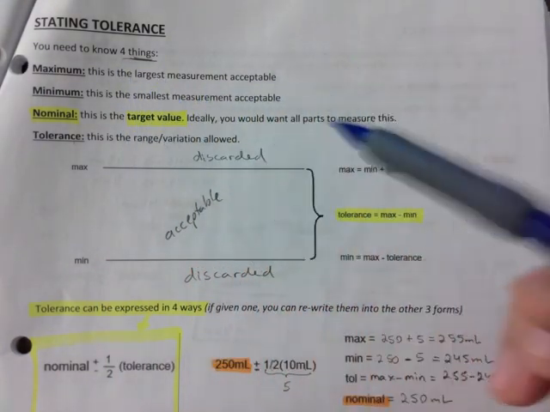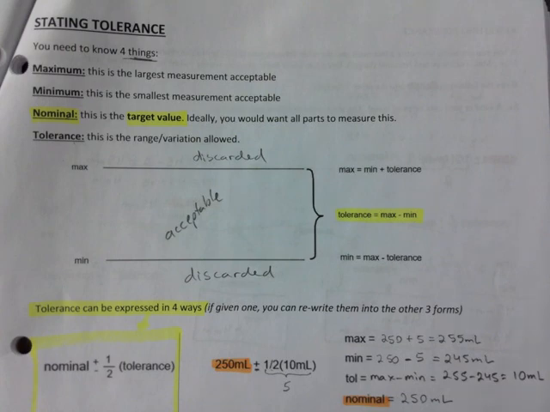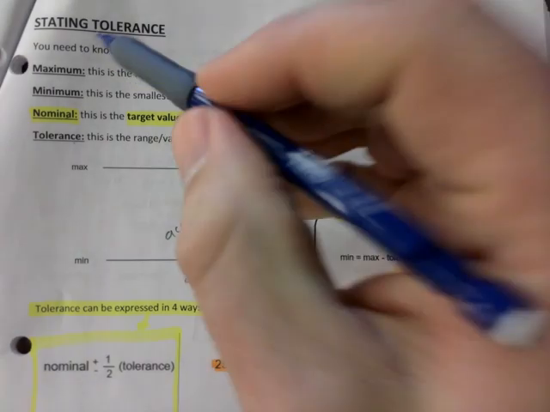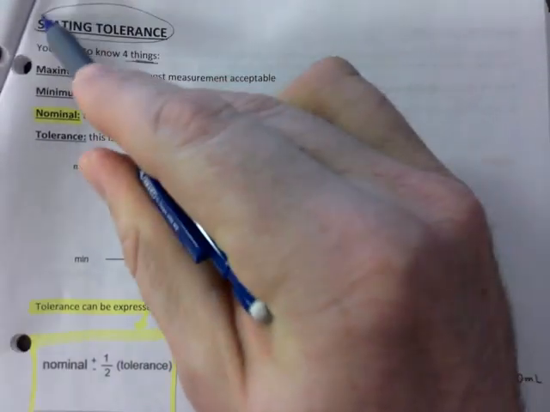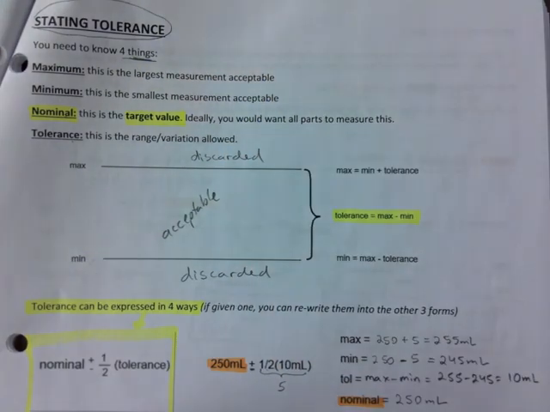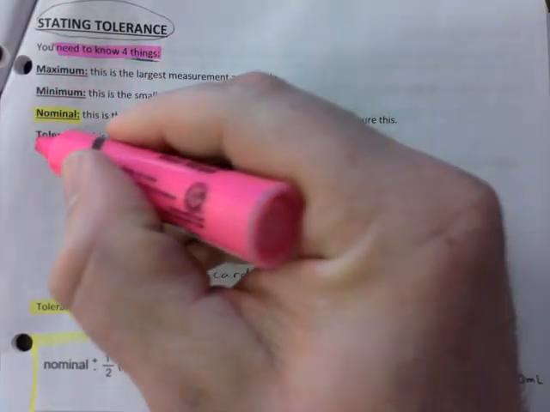I'm going to come up with a clever way of helping you out with this one, like on your study sheet, not just on this. Okay, but when you're stating tolerance, you need to know 4 things. That is important. You need to know these 4 items here.